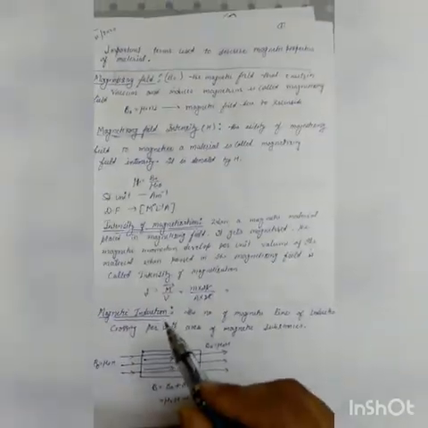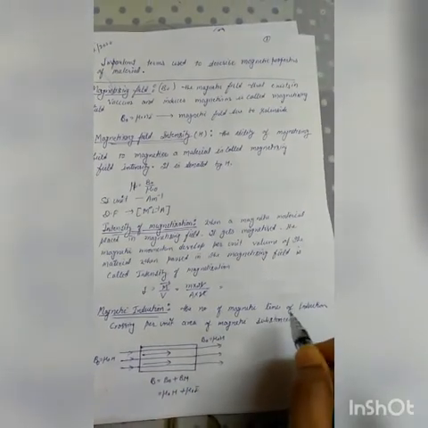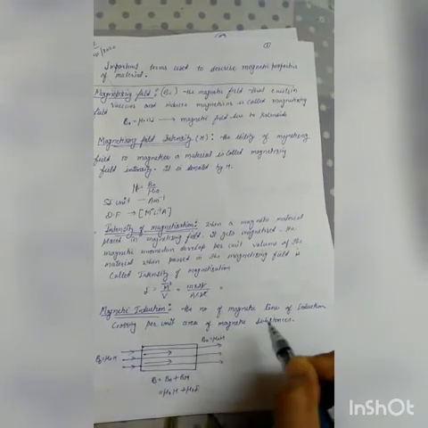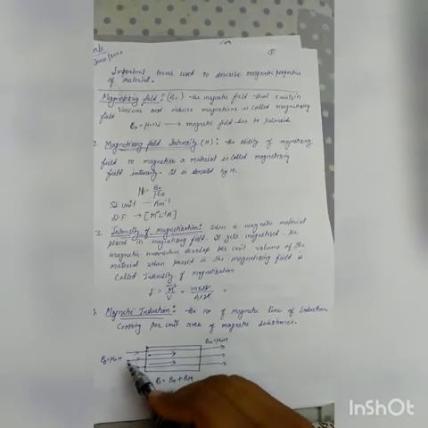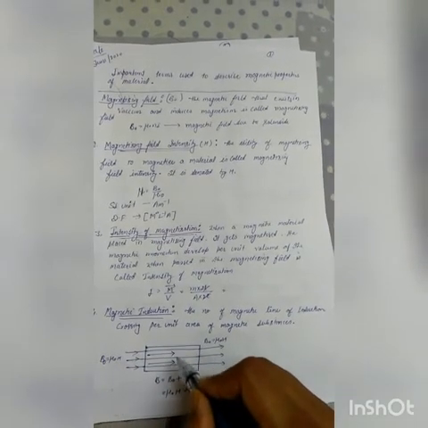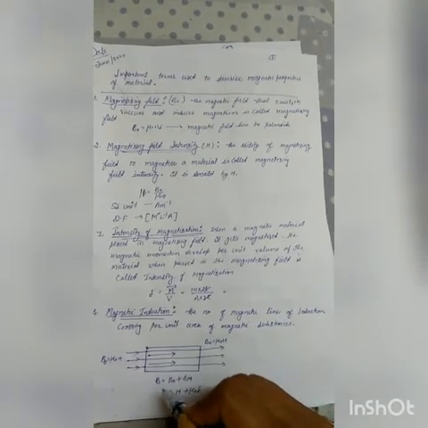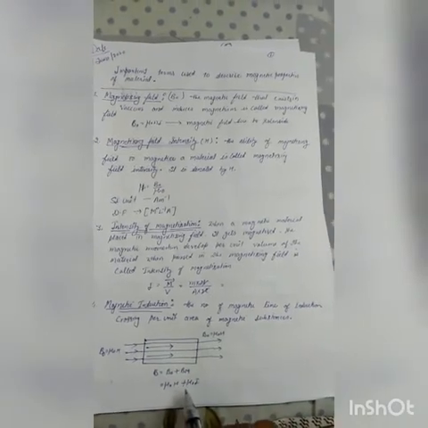Now, magnetic induction. The number of magnetic lines of induction crossing per unit area of the magnetic substance. Here B naught is the applied magnetic field and this is the induced magnetic field. So total magnetic field is applied plus induced, which is equal to mu naught H plus mu naught I.